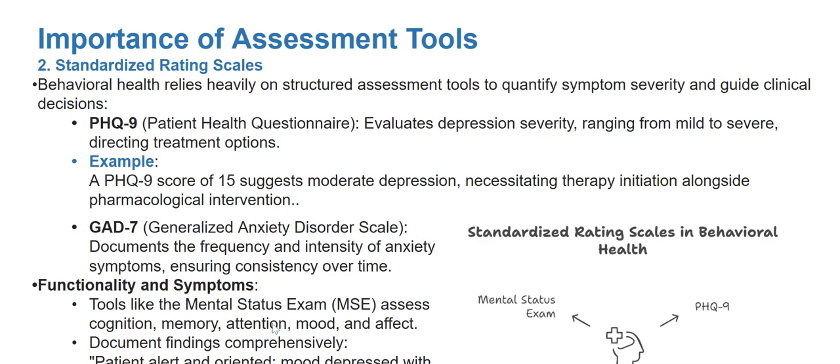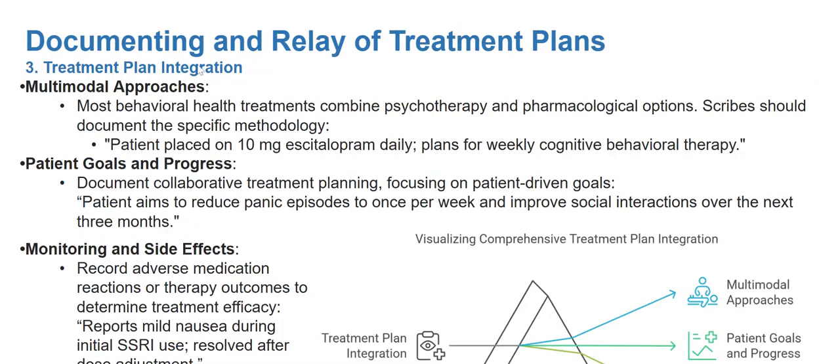Functionality and symptoms. Tools like the Mental Status Exam, MSE, assess cognition, memory, attention, mood, and affect. Document findings comprehensively, for instance: patient alert and oriented, mood depressed with constricted affect, recent memory intact. Using scales ensures objectivity and allows providers or clinicians to track changes in symptoms longitudinally. And here's a diagram on standardized rating scales in behavioral health. Documenting and relay of treatment plans.